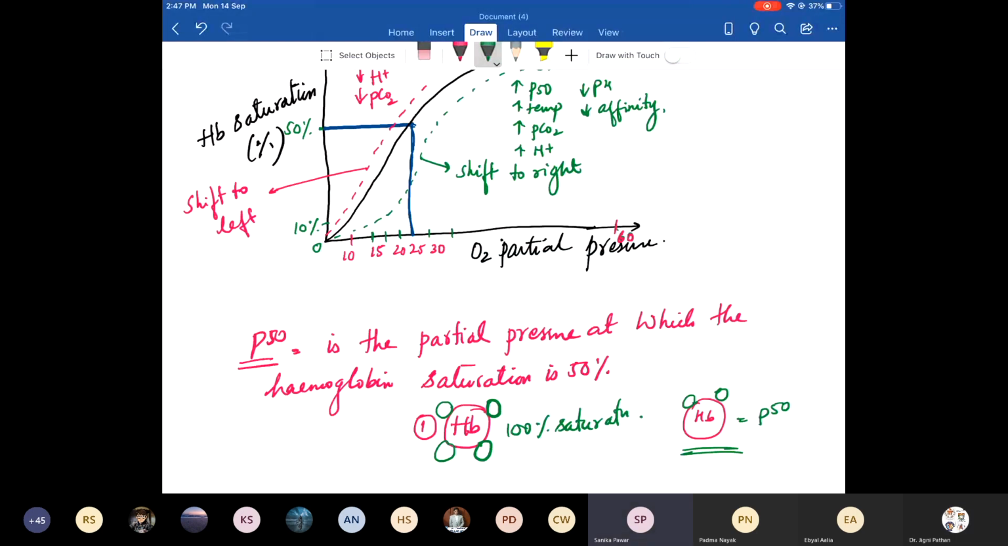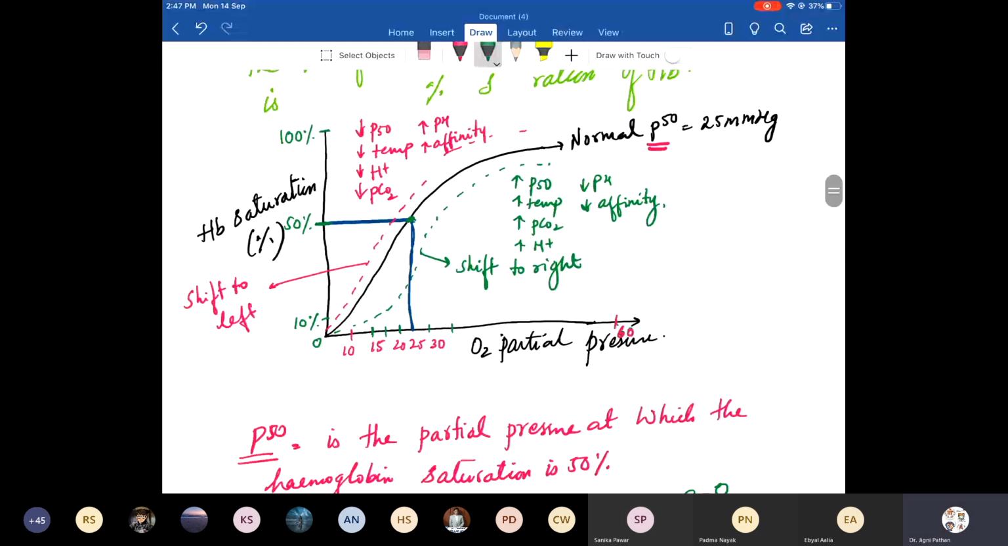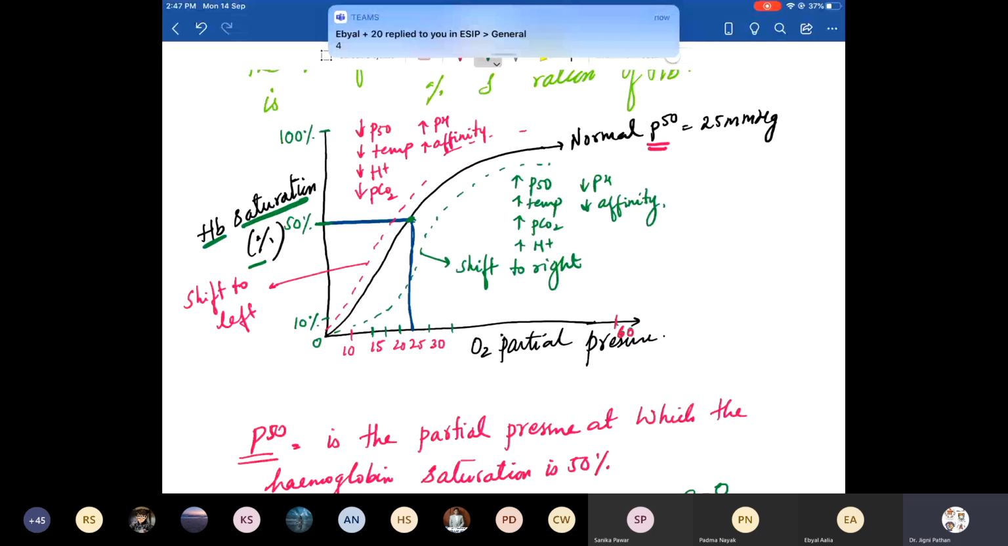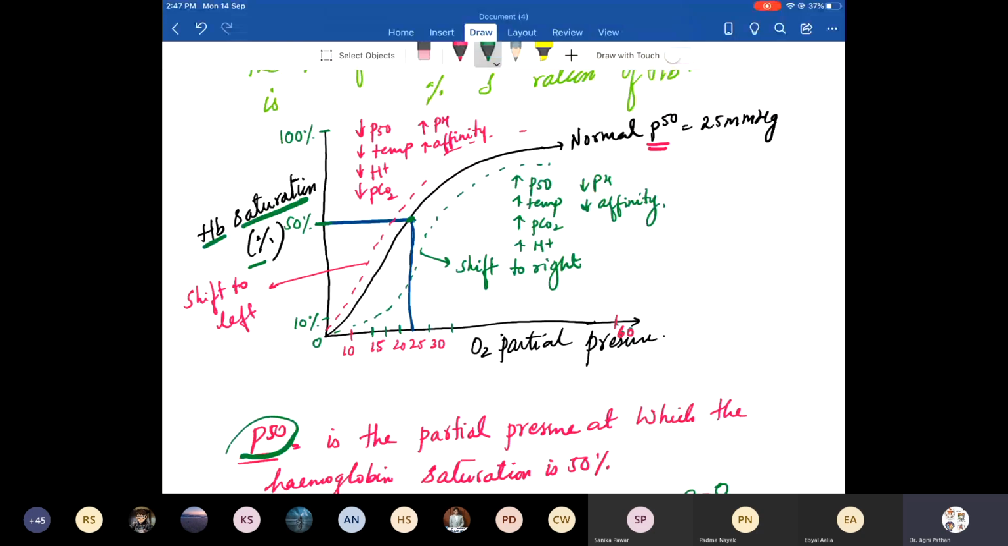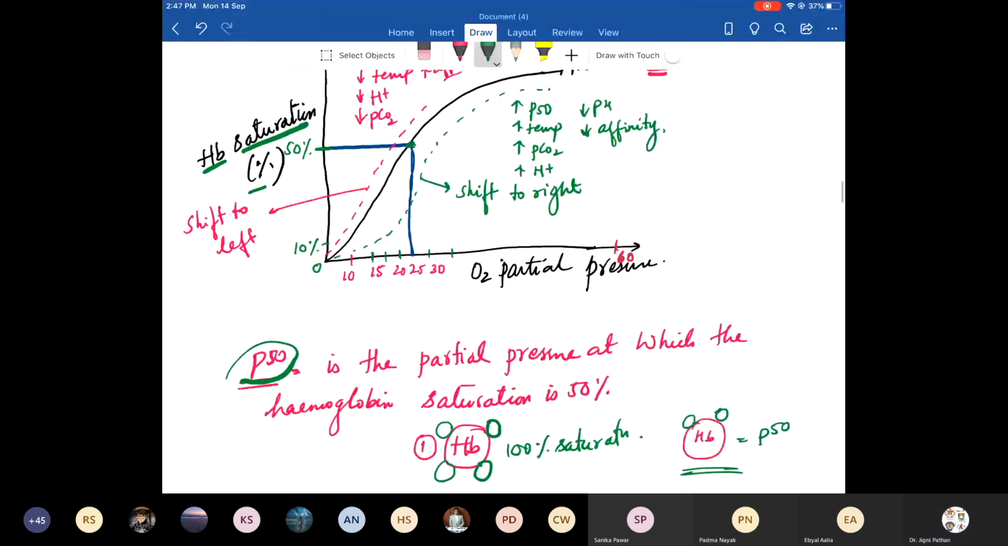The point that is marked on the curve. Yeah, this is 50%. So the graph on the hemoglobin saturation in percentage, 100%, 50%, the graph goes. This y-axis is giving you the axis of hemoglobin saturation in percentage. Now this is clear. Did you all understand what is P50? Now we are moving to the next point.